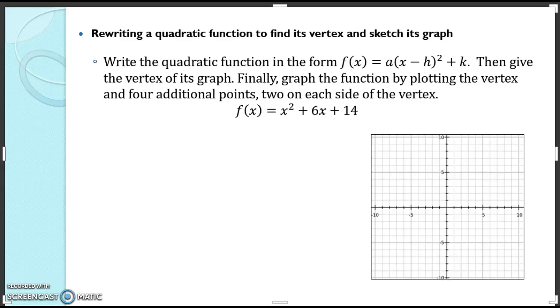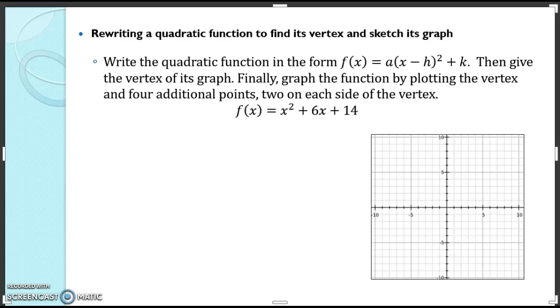Hey everybody, in this video we'll talk about rewriting a quadratic function to find its vertex and sketch its graph. So if we're given a quadratic function, f of x equals x squared plus 6x plus 14, we're told to write this quadratic function in the form f of x equals a times x minus h squared plus k. You'll notice that is vertex form. And then give the vertex of the graph and then graph it.